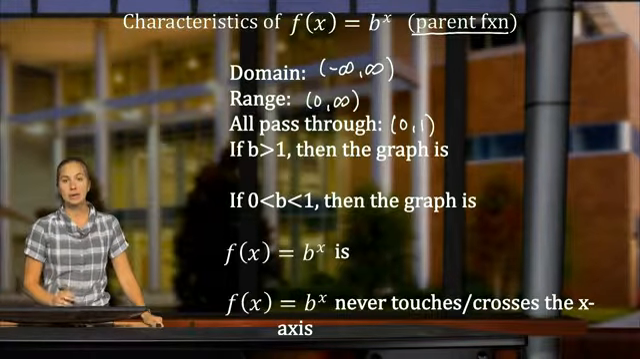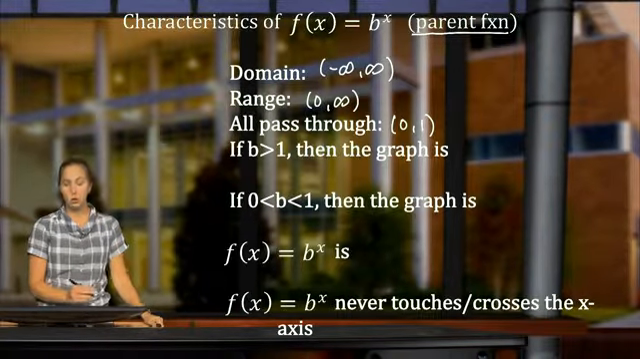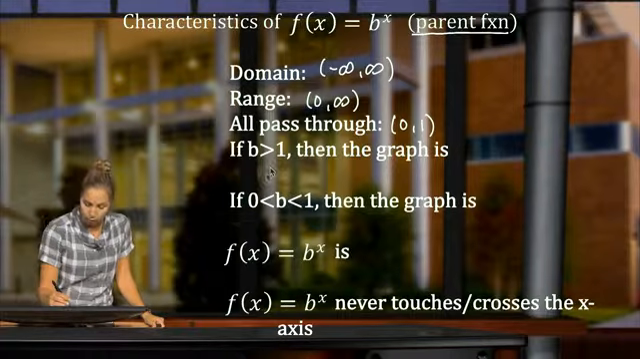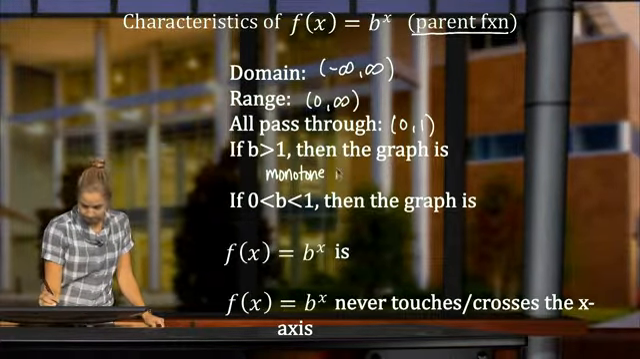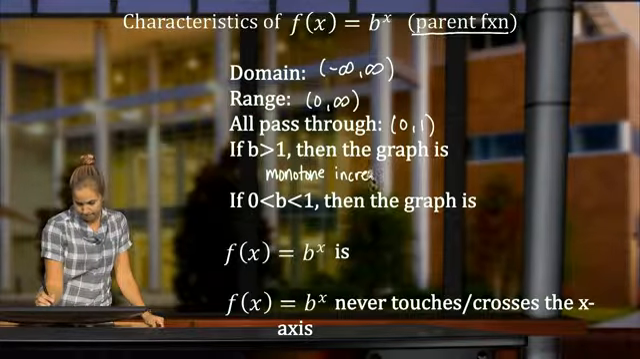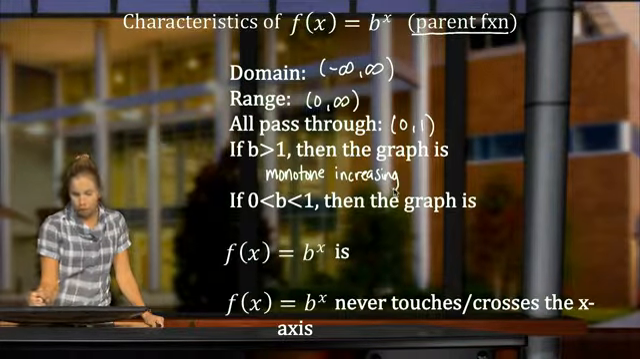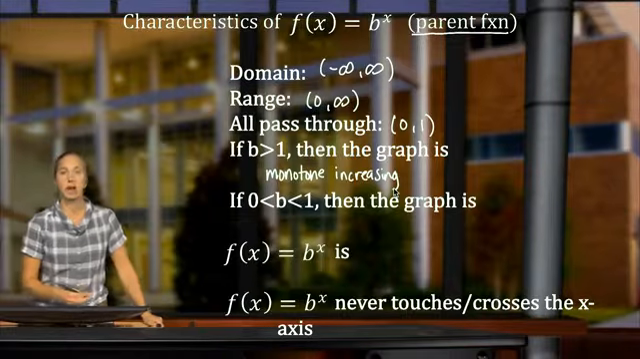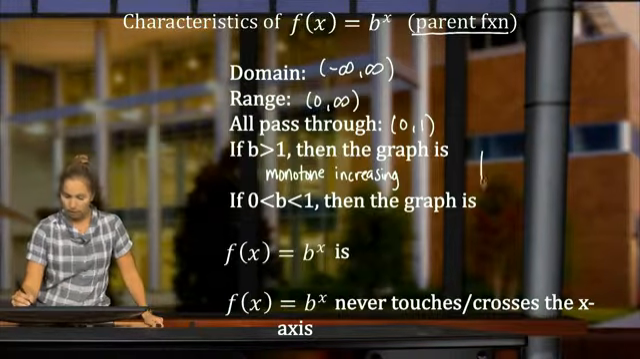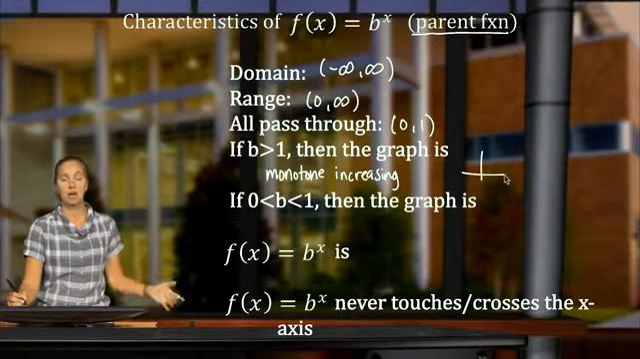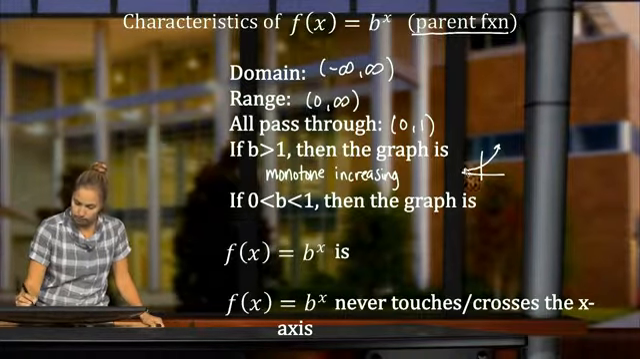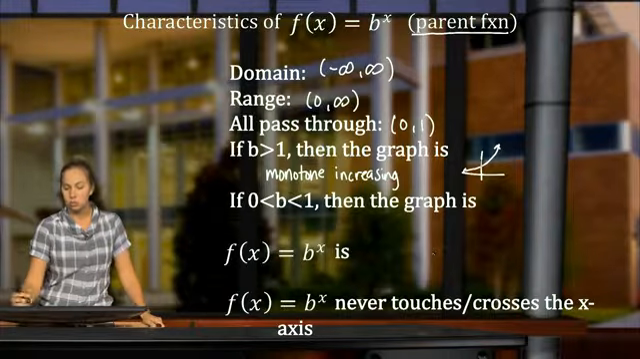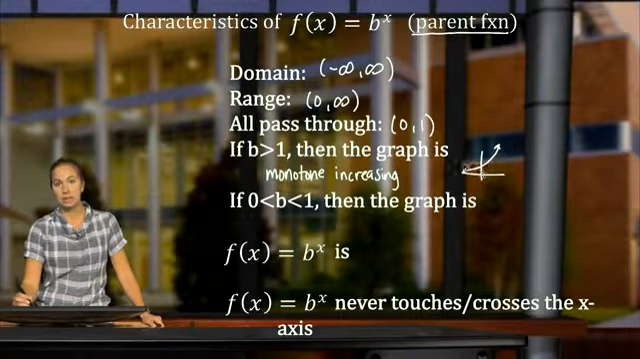Now, if the base of your exponential is greater than 1, then the graph is monotone increasing, which is just a fancy way of saying that the graph is always increasing. And we saw that with our first function, 2 to the x. We had a picture that looked like this. So as long as the base is greater than 1, it's going to be increasing like this one.